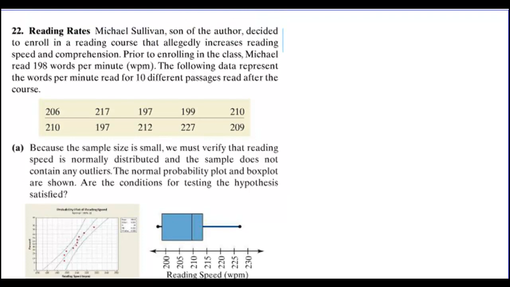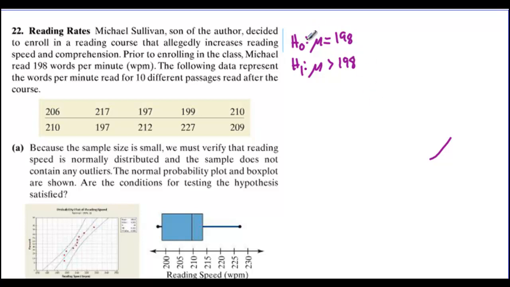Well, we're going to have to figure out our hypotheses, so our H0 and our H1. Well, we started out with a reading speed of 198. So that's going to be our null hypothesis, that the mean reading speed equals 198. And we're trying to figure out if this class is useful. For it to be considered useful, we would need to be faster, so greater than 198 words per minute.